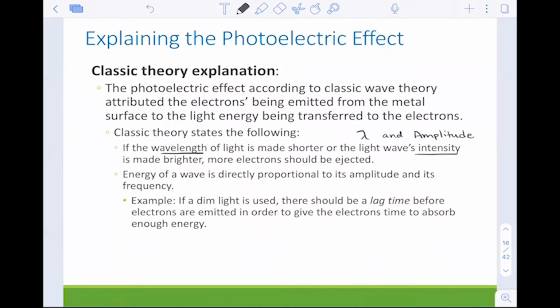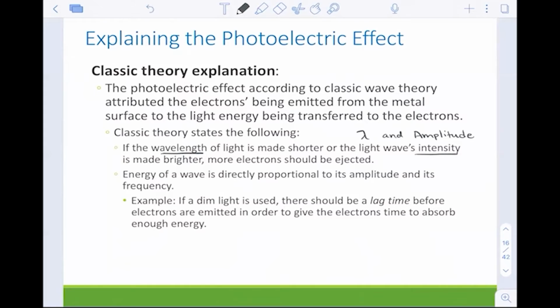At this time, both wavelength and amplitude were being looked at. So not only could they make the wavelength shorter and therefore more impact, more energy, they also thought the intensity, making the light brighter, would result in more electrons being ejected. The energy of a wave is directly proportional to its amplitude and frequency. That's what classical theory expected. They said if a dim light was used, there should be a lag time. Maybe the light should be providing enough energy over time and building up that energy in the electron, and then the electron would eventually be emitted.